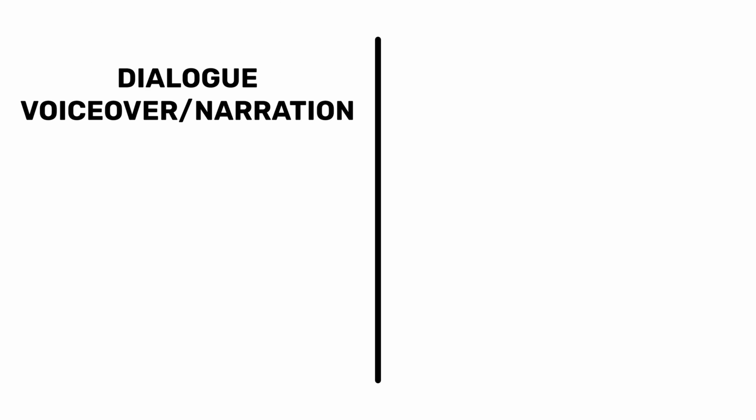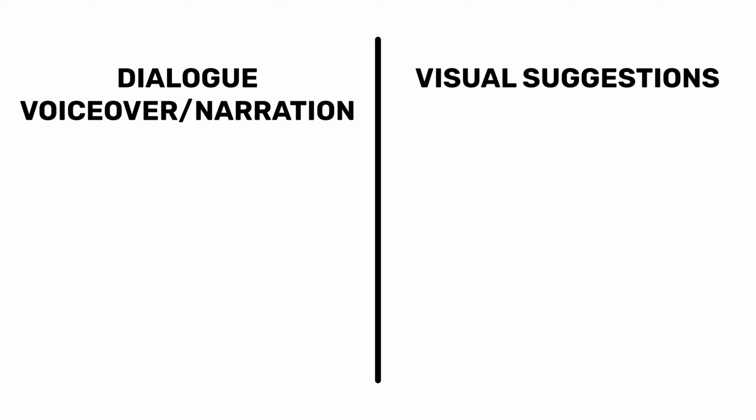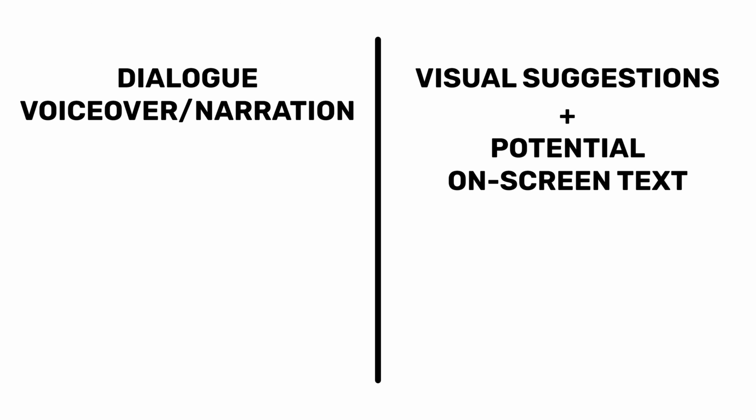Another impressive feature is that the content is split into 2 columns. One displays the dialogue or voiceover narration, while the other provides visual suggestions, including potential on-screen text or chirons. If you're not satisfied with the generated scripts, you can scroll down and click Generate More for additional script options. Adjustments can also be made in the design section, after which scripts can be regenerated.